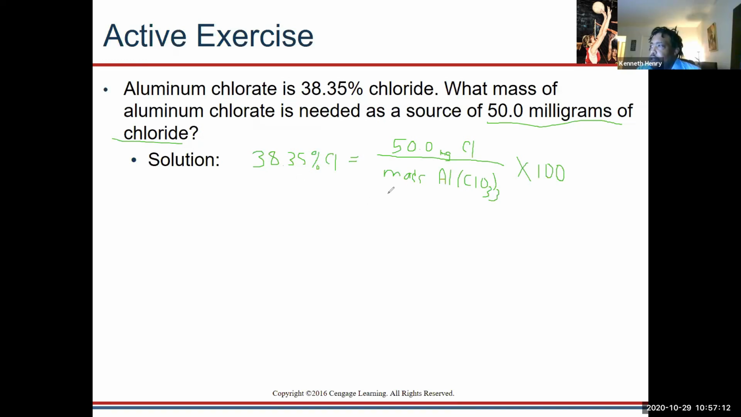Okay, so then to solve for that, I can get the mass of aluminum chlorate, ClO3, equals 50.0 mg times 100 divided by 38.35%.